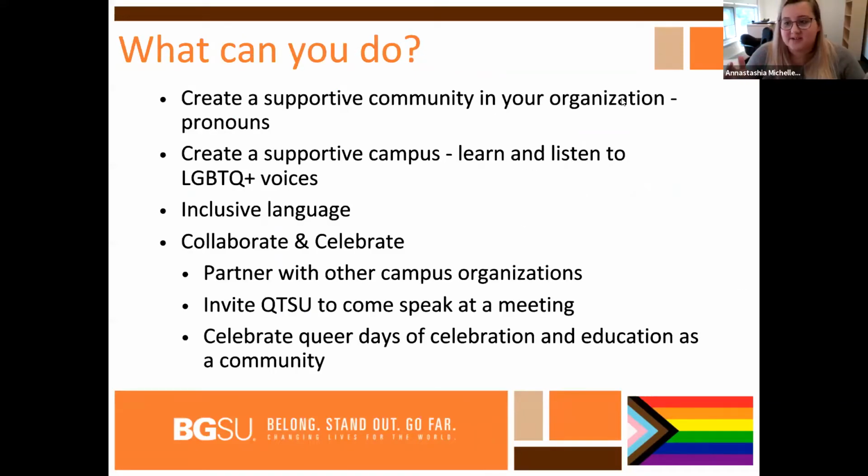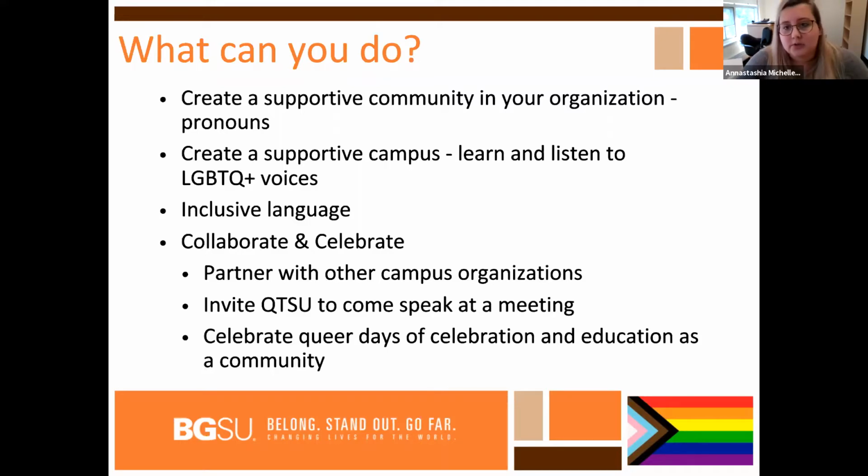So we want to wrap everything that we're giving you in a bow of what can you do. You can create a supportive community in your organization, even if you feel like your organization has nothing to do with LGBTQ students, right? You're a STEM organization. The students within your organization still may be LGBTQ students. And when we're thinking about supporting a student and having people engaged in our communities, we want to make sure that every piece of them feels valued.